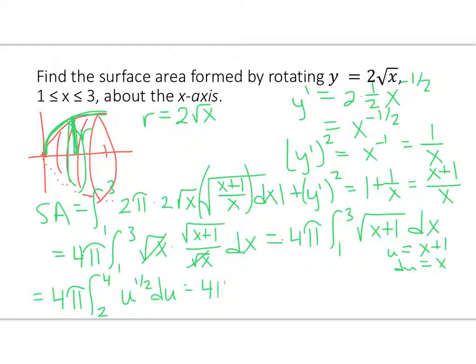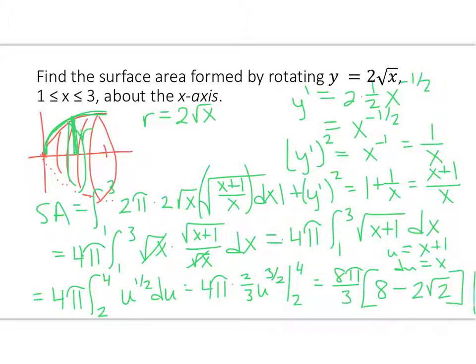So I have 4 pi, integral of u to the 1/2 is going to be 2/3 u to the 3/2, evaluated from 2 to 4. So this becomes 8 pi over 3, 4 to the 3/2, so 4 cubed is 64, the square root of 64 is 8, minus 2 cubed is 8, the square root of 8 is 2 radical 2. And we could get a decimal approximation, but this is as exact an answer as we can work with. So 8 pi over 3 times 8 minus 2 radical 2.